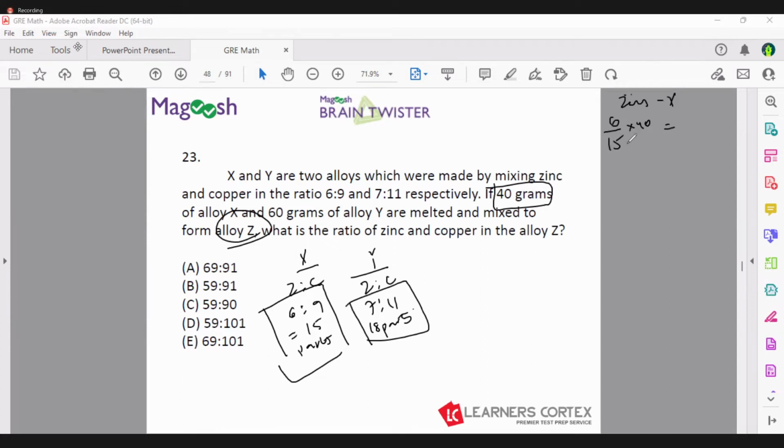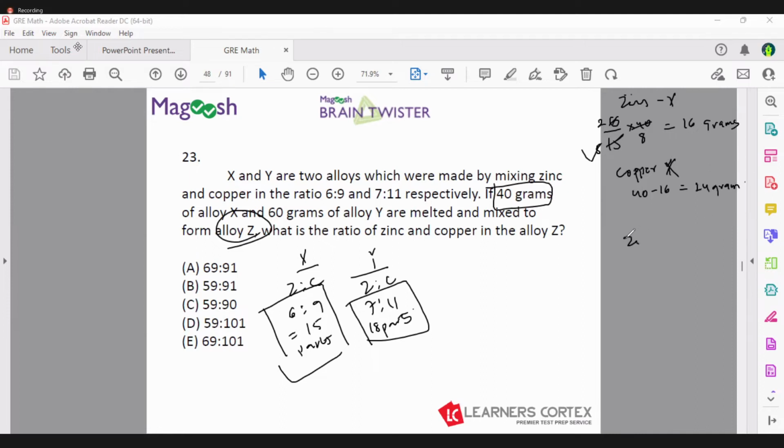Anyone who does not understand this part? Okay, so 3 times 2 and 3 times 5, 5 times 1, 5 times 8, this gives us 16 grams. And then for copper in alloy X, we can basically subtract 16 grams from 40 grams, which would give us 24 grams of copper.